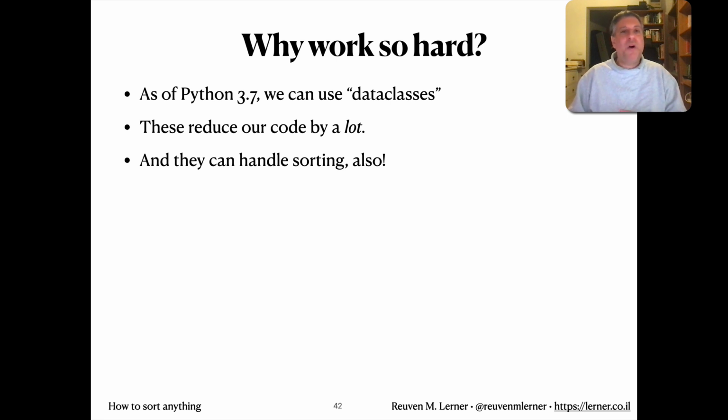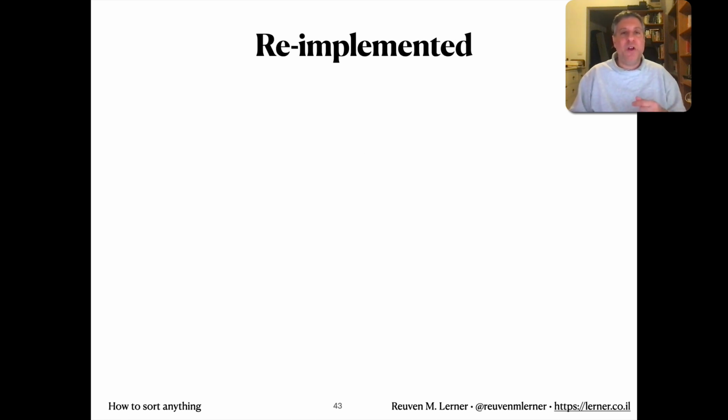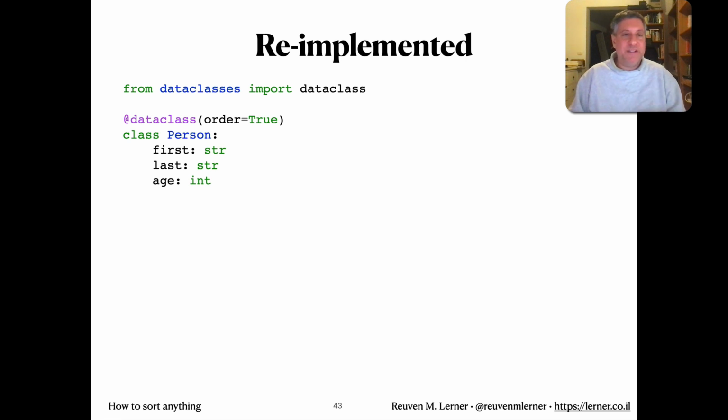Now, why should we work so hard? As of Python 3.7, we actually have something known as data classes, and these reduce the amount of code we have to write quite a lot. And it turns out they can handle sorting also. So I'm going to re-implement my person class as a data class. I just have to say from dataclasses import dataclass, and now I can say @dataclass. This is a decorator, and I have to pass order=True. If I do that above my person class, this is all I have to do.